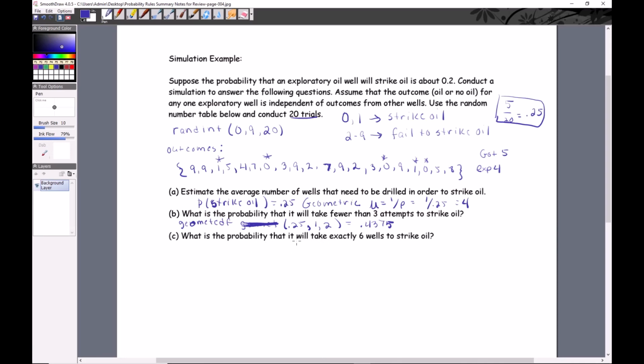The word exactly means PDF. So this is geometpdf, and this will be 0.25, and then just the exact amount would be 6. It's not really a range of numbers. And this will be 0.059326. All right, so we covered a whole bunch of stuff for probability today.